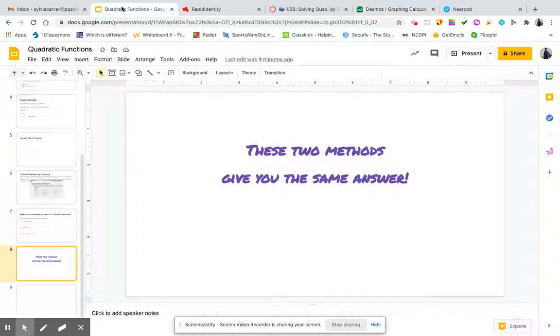So hopefully you found the graphing method very straightforward. And now when you solve your problems, you can graph them or take the square root. Even though graphing will probably be a little simpler for you, you can just graph it in Desmos.